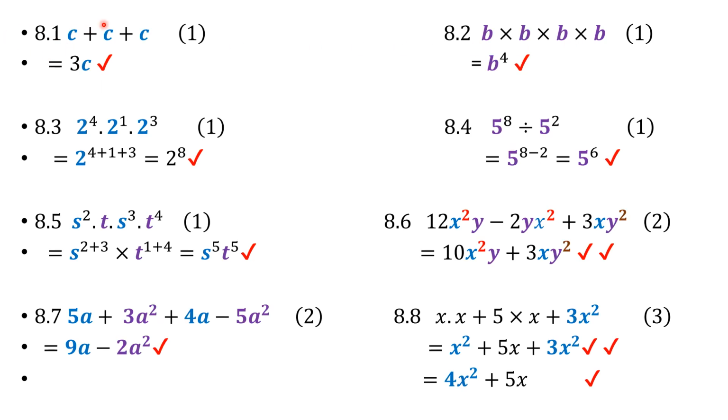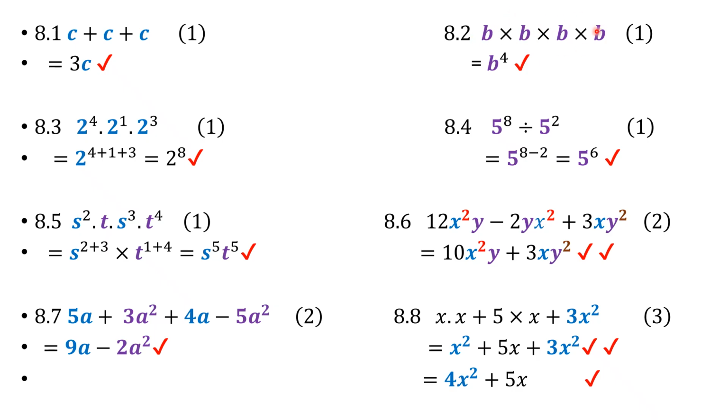8.1, C plus C plus C. So one C plus another C plus another C gives me 3 C's. Or C plus C plus C, so I have 3, remember the invisible 1, so I'm just adding, therefore 3C. Right, 8.2, I have B times B times B times B, so all of them have an invisible 1 as exponent.